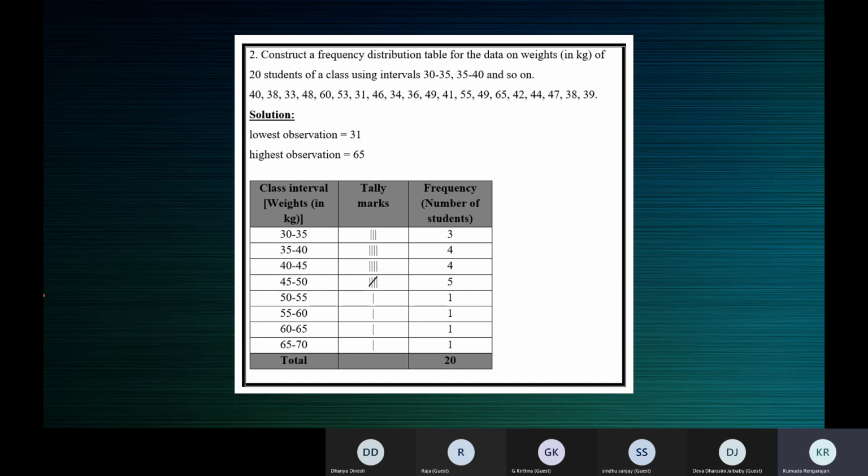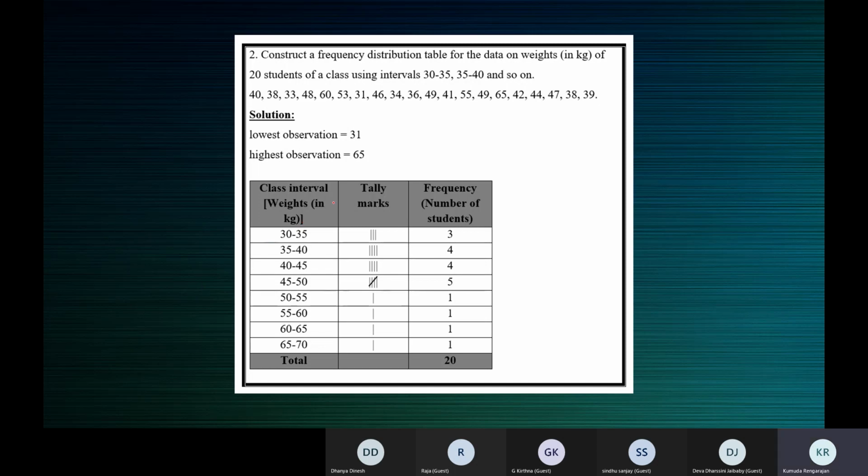What is the smallest value? 31, ma'am. What's the highest value? 65, ma'am. The lowest observation is 31 and the highest is 65. So supposing we make 30 to 40, is 31 included? Yes, ma'am. And 65 is included in 65 to 70. Yes, ma'am.